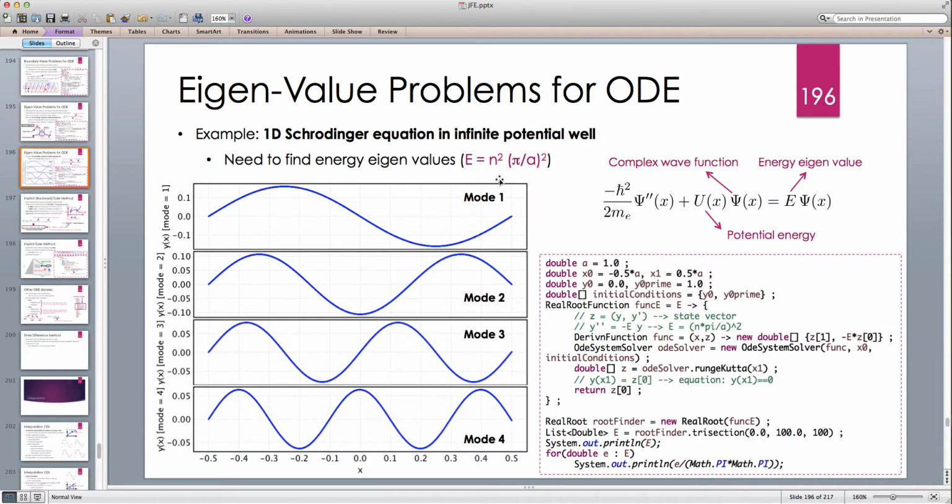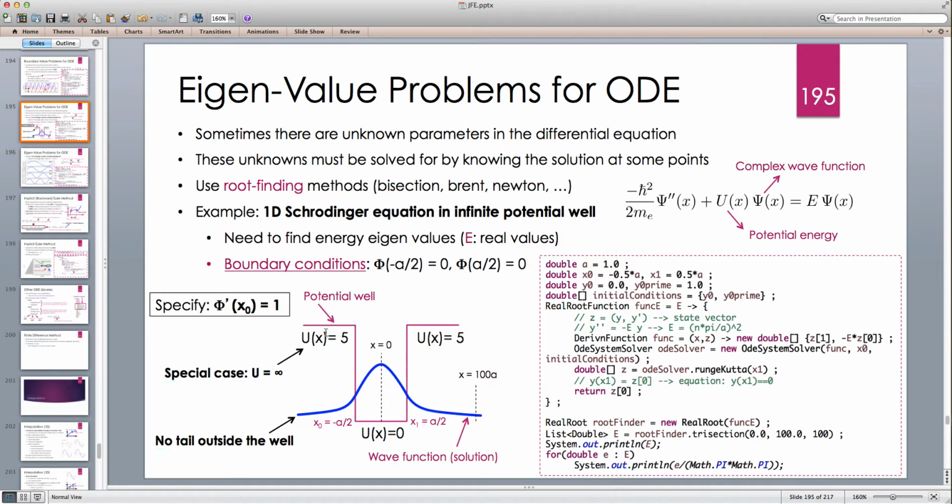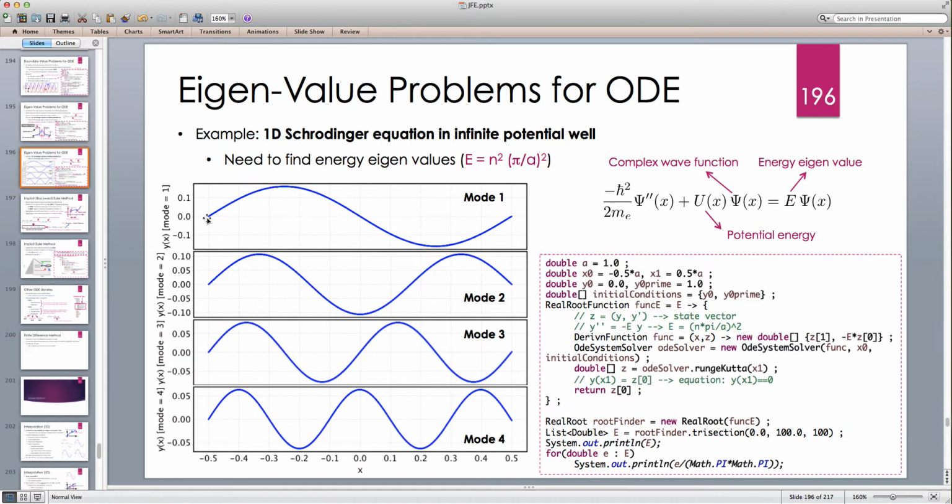So in the next slide, I'm just summarizing the fact that for this one-dimensional Schrödinger equation with an infinite potential well, the potential energy is infinite outside the well, so the solution must be 0 at the edges. And as you can see, this is mode 1, mode 2, mode 3, mode 4, and we also have a mode 0, or the 0 energy, n equals 0. Basically the ground state is n equals 1, right? So these are the analytic solutions, and again, this is the code.